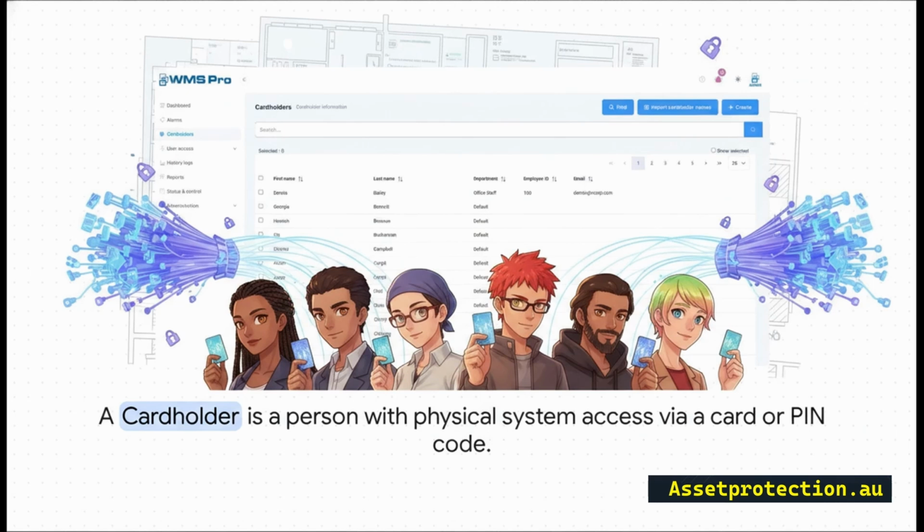So we've got these CAGs, these bundles of permissions. But who do we give them to? Well, we give them to cardholders. The cardholders list represents the actual people in your system, the ones with the cards or pins. And just like the CAGs, this list gets populated automatically from your enrolled controller.